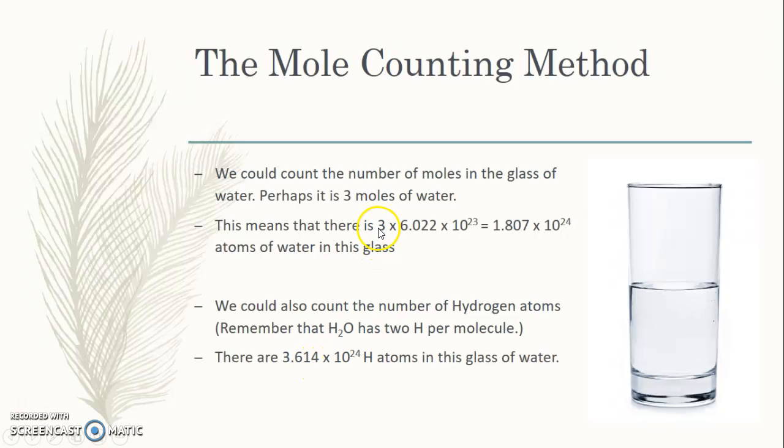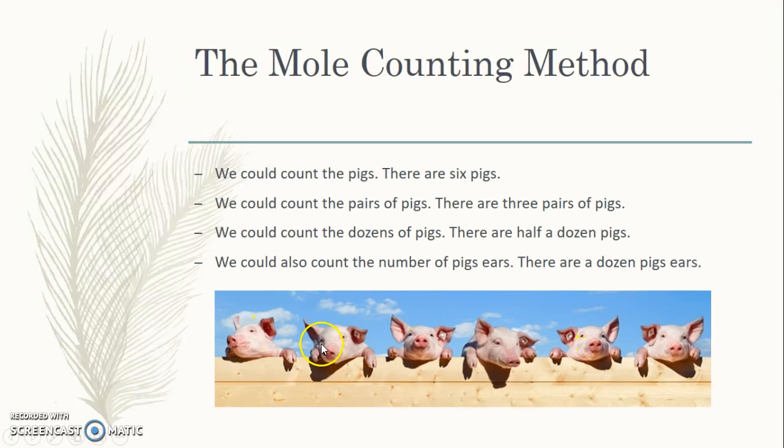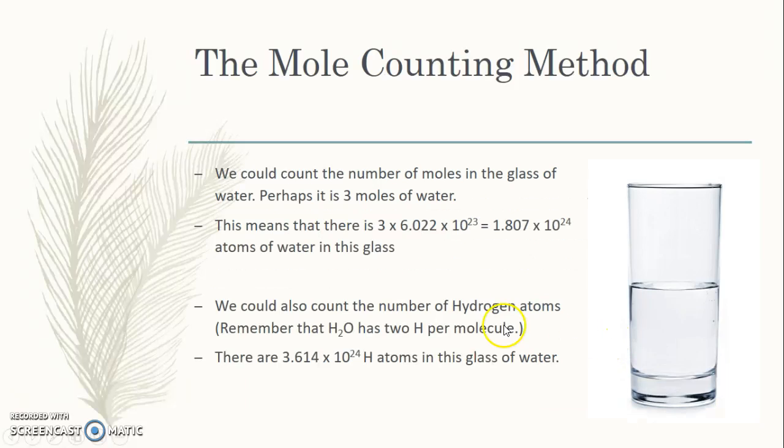Another way to think about it is for every 3 moles of water, we're going to have 6 moles of hydrogen. For every half a dozen pigs, we're going to have a full dozen ears. For every 3 moles of water, we're going to have 6 moles of hydrogen, and therefore 6 times 6.02 by 10 to the 23 is 3.614 by 10 to the 24, right?